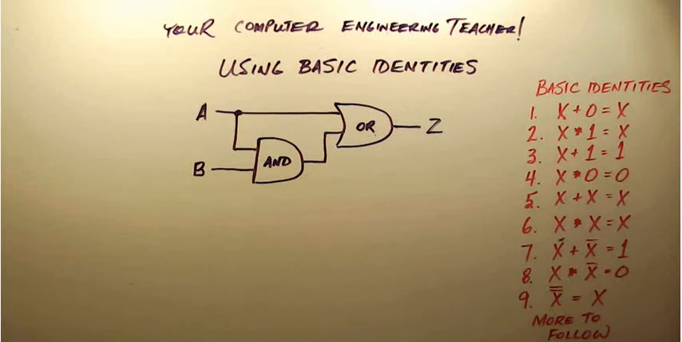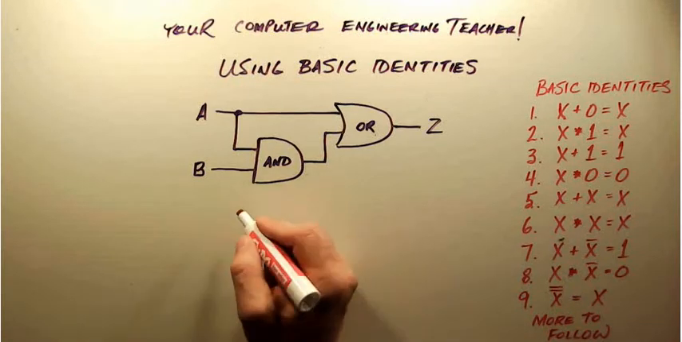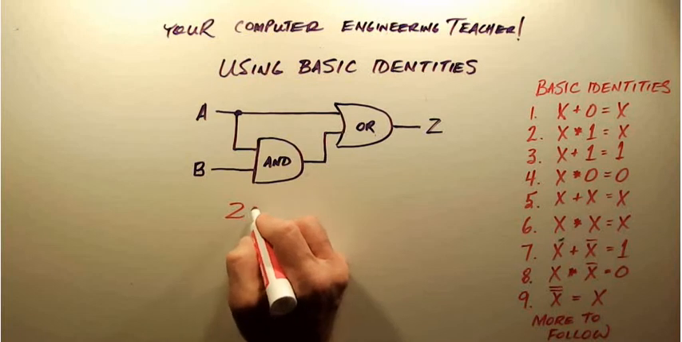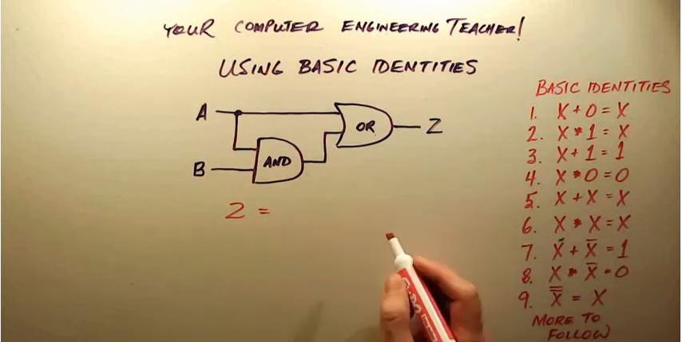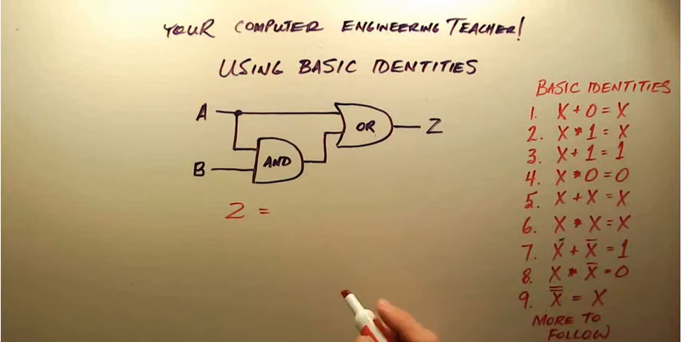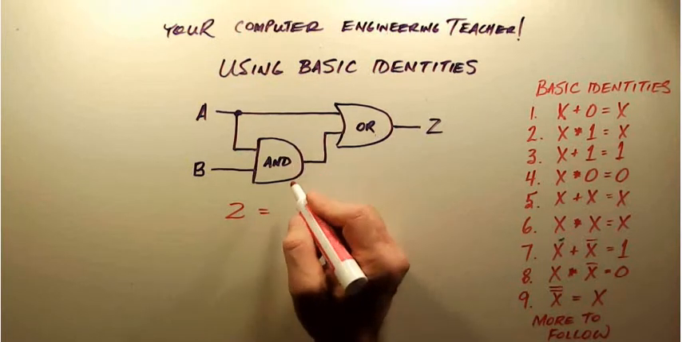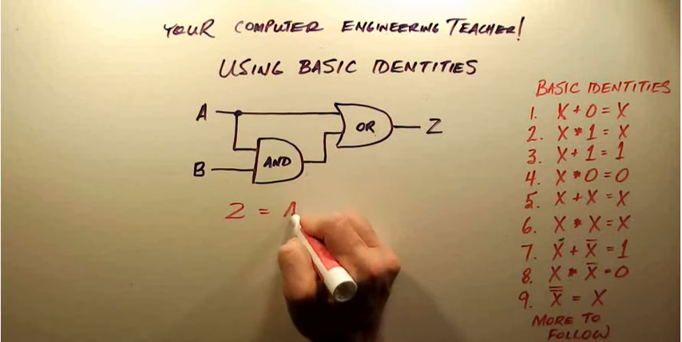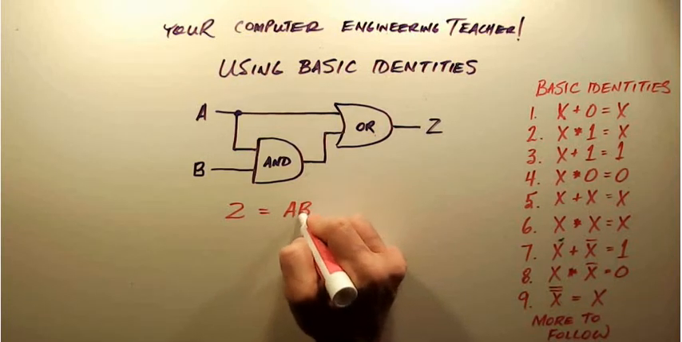Let's take a look at the example that we have here. We've got a couple of gates. We've got inputs A and B. We've got output Z. If we were to write the Boolean equation for this, we would have Z, the output, equal to, well, we can see that A and B both go into this AND gate here, and AND is represented by multiplication. So I could represent that as AB.